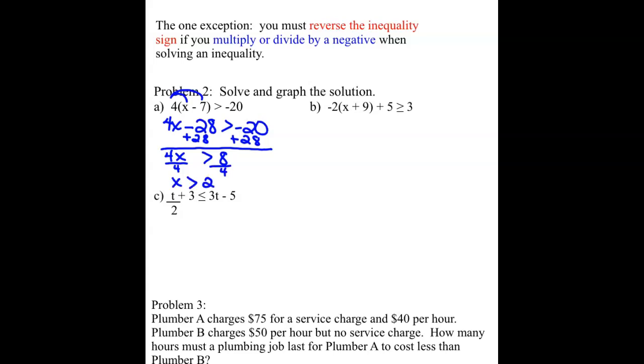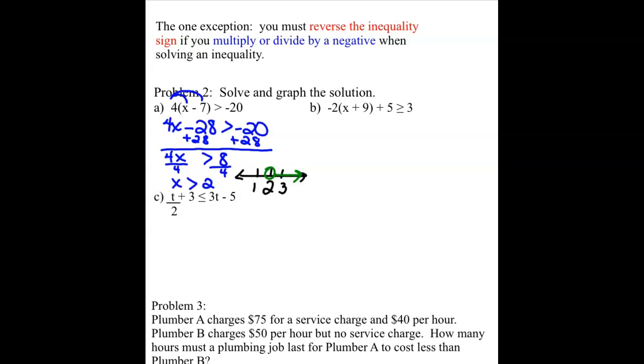Now it does say to solve and graph it. So we're going to consider a number line here. 2 is our key number. We want x's to be greater than it. So we're going to put an open circle at 2 and shade the numbers that are bigger than 2.